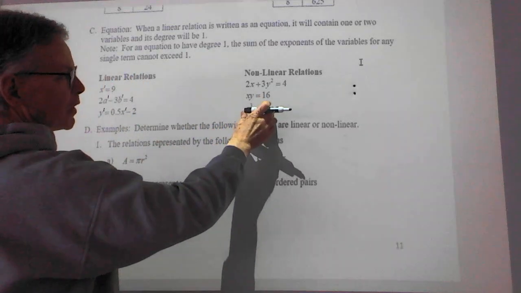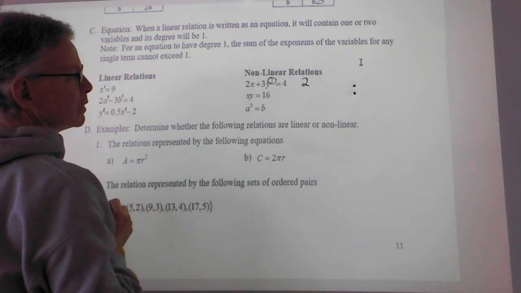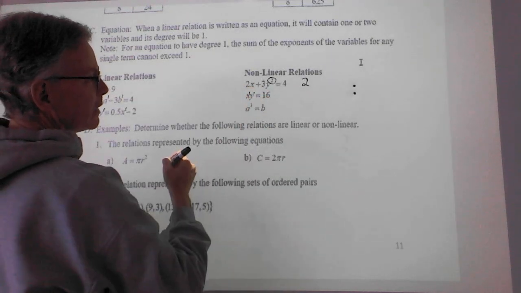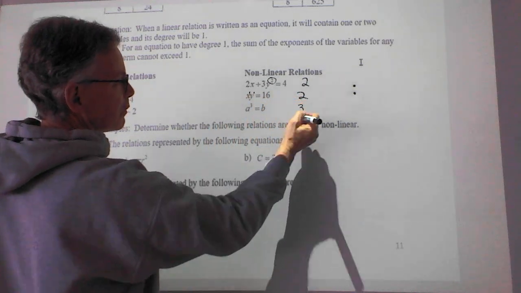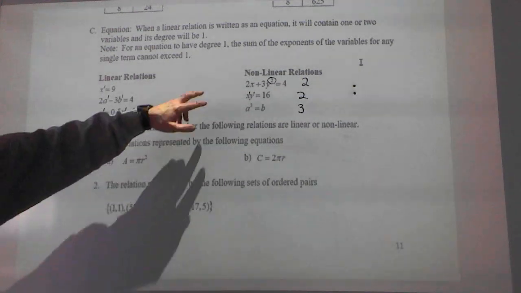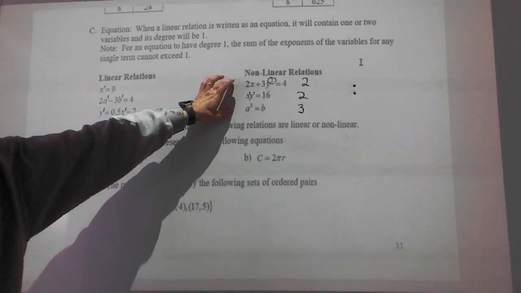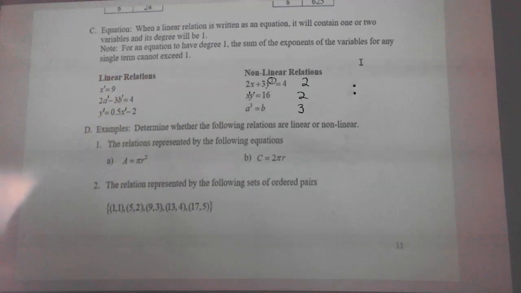If you take a look over here, you can see an exponent of 2, so this would be degree 2. This one, remember, since they're multiplied, you have to add the exponents. This would also be degree 2. And this one is degree 3, and that's why these ones are nonlinear. If you were to graph them using your graphing calculator, and there are instructions for that in the module stuff that I sent you, if you were to graph these, you would not get a straight line, but if you were to graph these ones, you'd get a straight line.